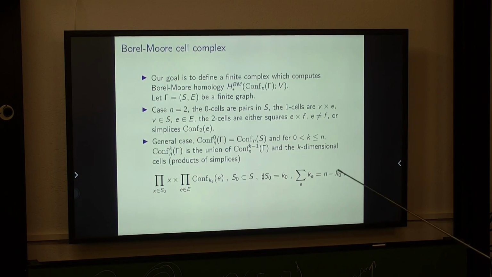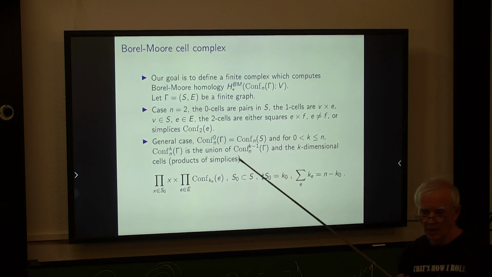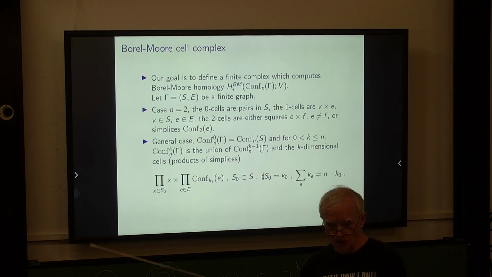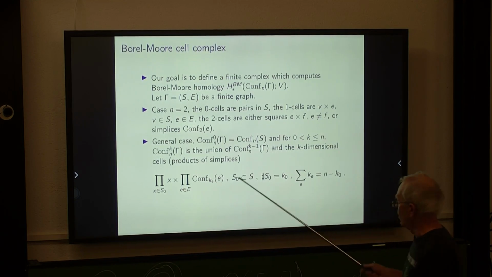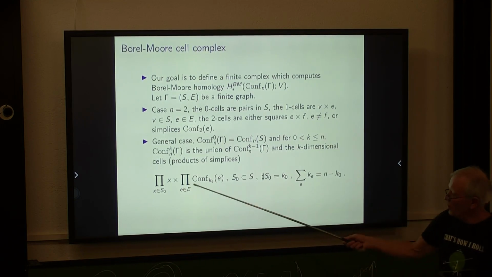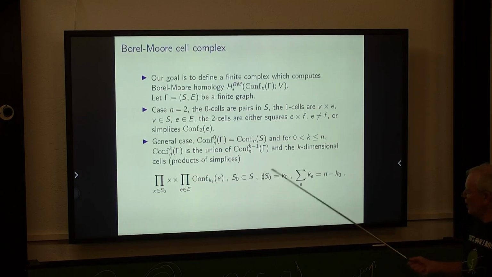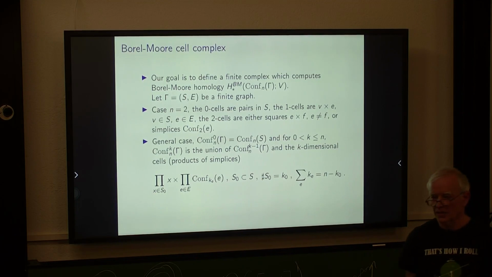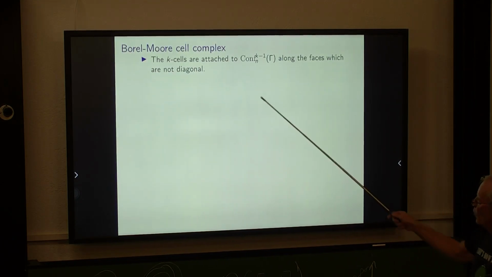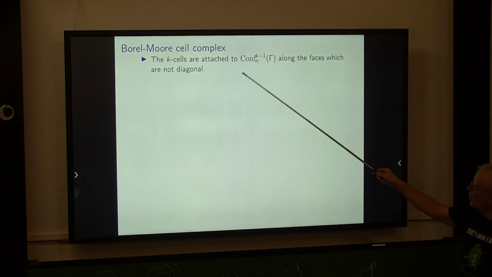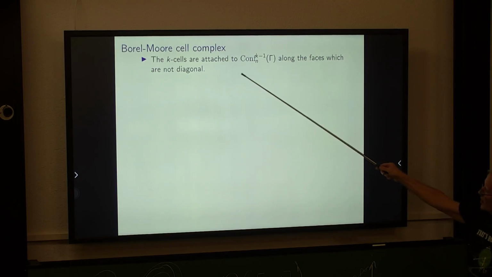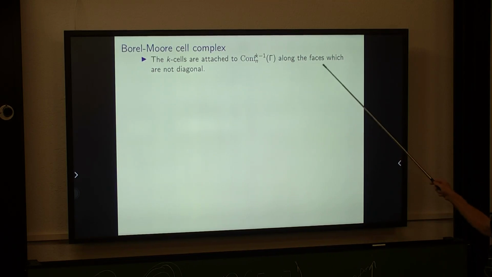Okay. I'm adding at each step cells which are half open and which are products of simplices. I mean, they could be closed in this way. Even here, say half open cells. And in the Borel-Moore cell complex, the k cells are attached along the faces which are not diagonal, of course.